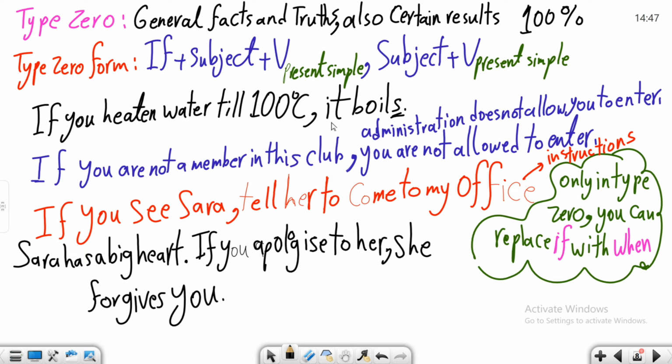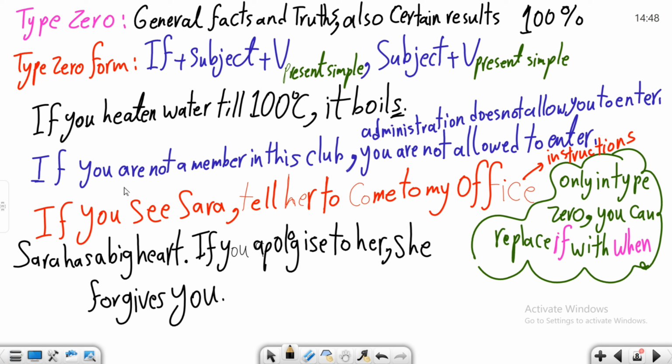So here we have this hypothesis. If you are not a member in this club, what is the result? You are not allowed to enter. This is a piece of information that no one can deny. And if the hypothesis, which is the if clause, is correct, 100% the result will be correct.